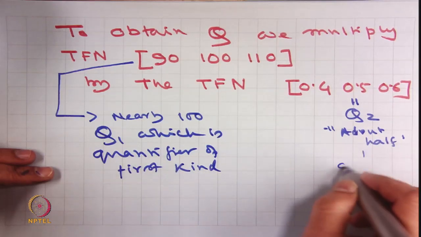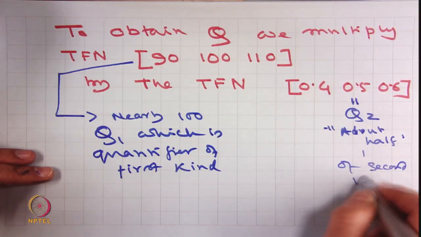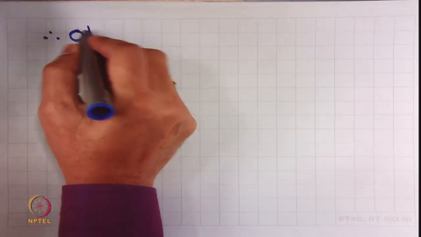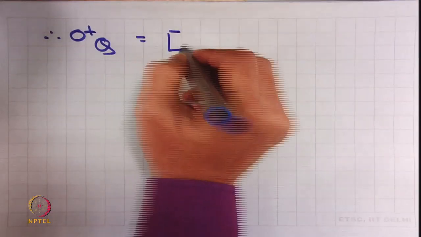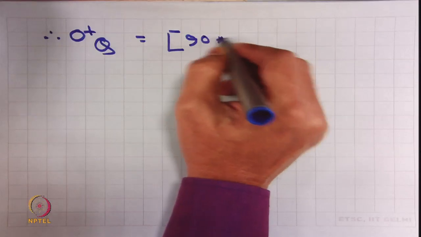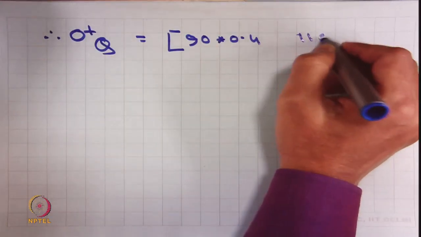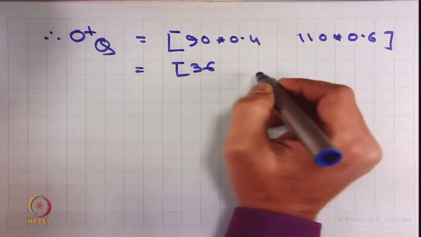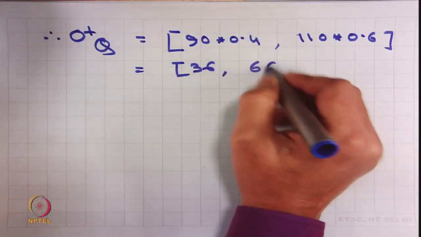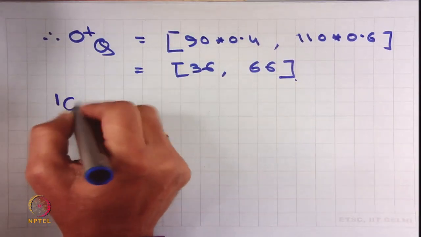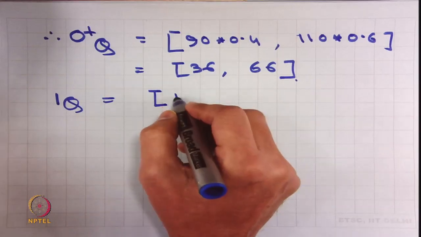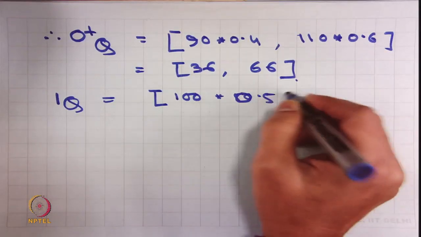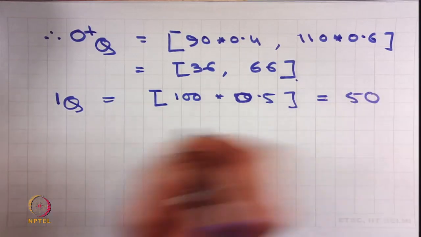And this is of second kind. Therefore, 0 plus q we can easily get as 90 multiplied by 0.4 and 110 multiplied by 0.6, that is the interval 36, 66. 1 q is equal to 100 multiplied by 50, 0.5 is equal to 50.